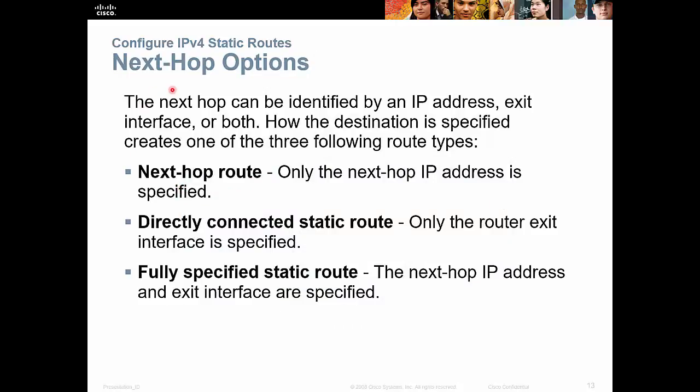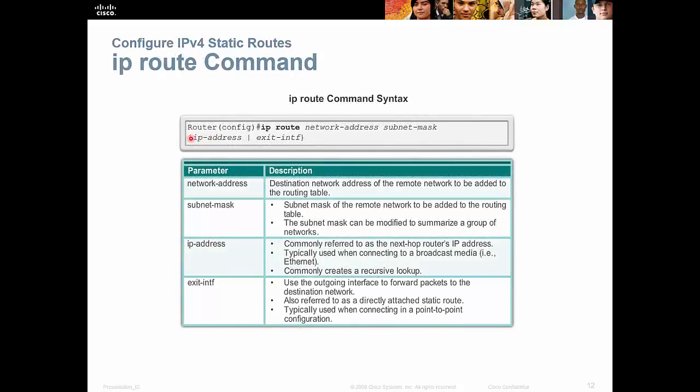So the next hop can be identified by an IP address, exit interface, or both. How the destination is specified creates one of the three following types. The next hop route: only the next hop IP address is specified. It doesn't specify the interface to go out on, it just knows the IP address to send to. We can have a directly connected static route: only the router exit interface is specified. So not necessarily the next hop, just the exit interface. And then we can have fully specified, which does both. It has the next hop IP address and the exit interface both specified. So if you go back to this command here, that would be all the information filled in.